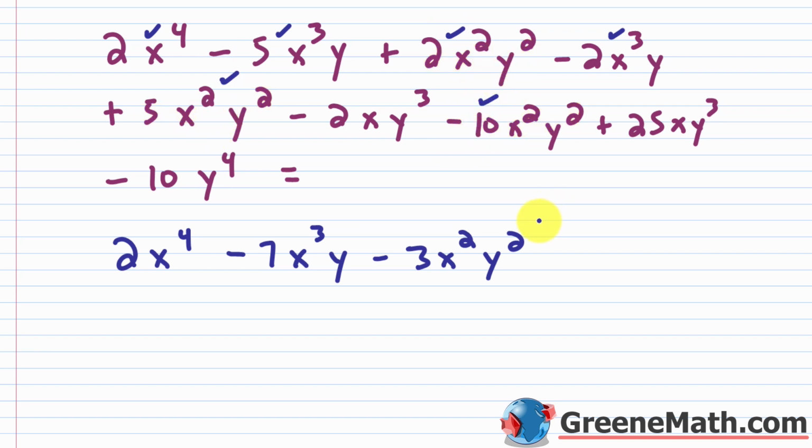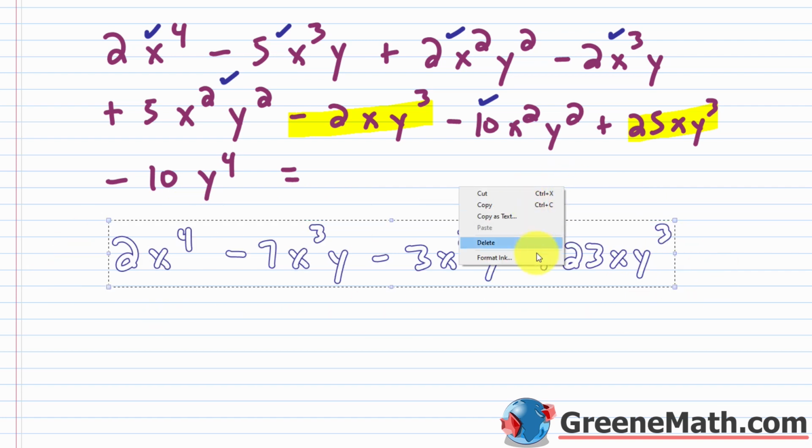Okay, and so now what do I have left? I'm going to go with this guy right here, this negative 2x to the 1st power y cubed, this 25x to the 1st power y cubed. Let's go with that. So negative 2 plus 25 is 23. So plus 23x y cubed. And let's scoot this down a little bit, otherwise it will not fit.